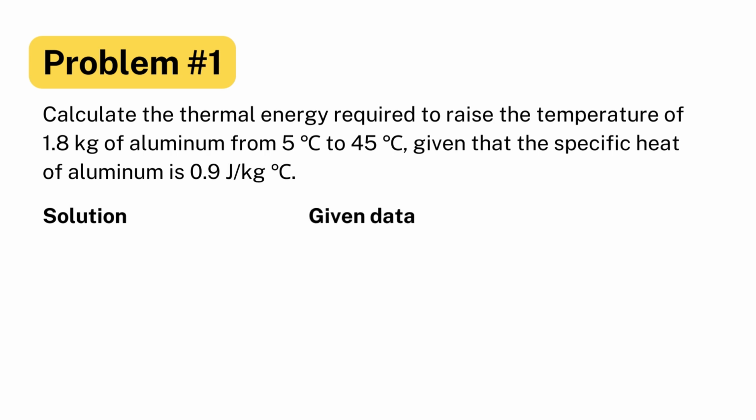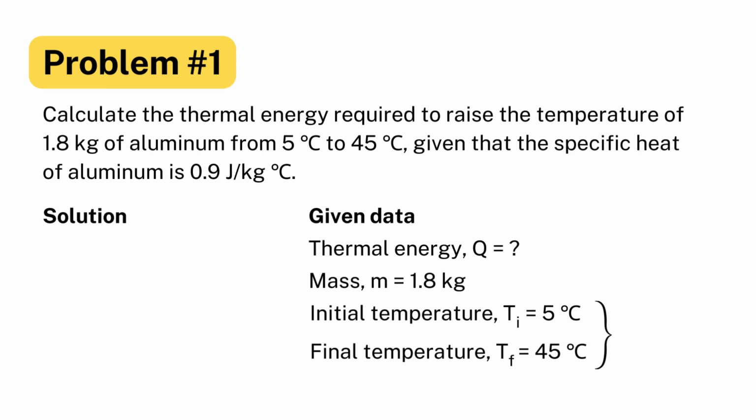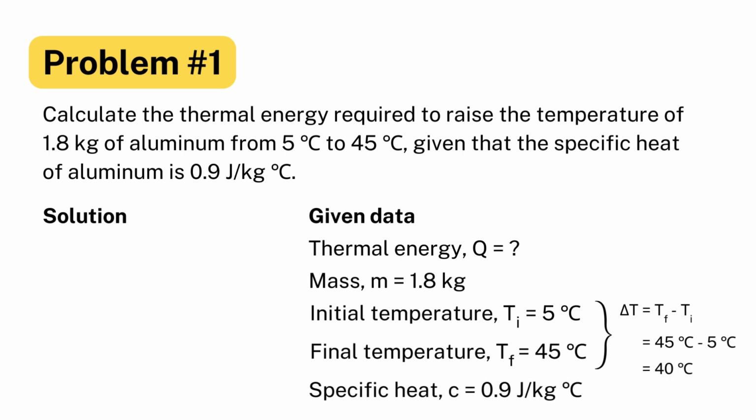We need to determine the thermal energy, so Q is equal to question mark. The mass is given as m equals 1.8 kilograms. The initial temperature, T initial, is 5 degrees Celsius, and the final temperature, T final, is 45 degrees Celsius. Therefore, the temperature difference delta T is equal to T final minus T initial, which is equal to 40 degrees Celsius. The specific heat is given as C equals 0.9 joule per kilogram degrees Celsius.